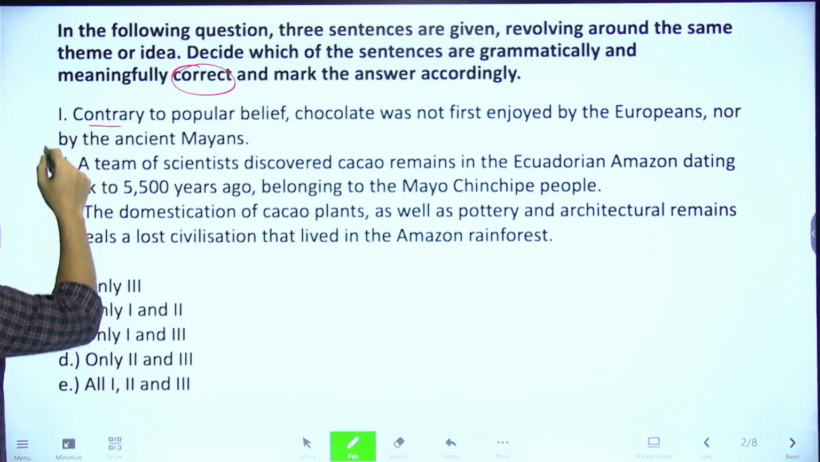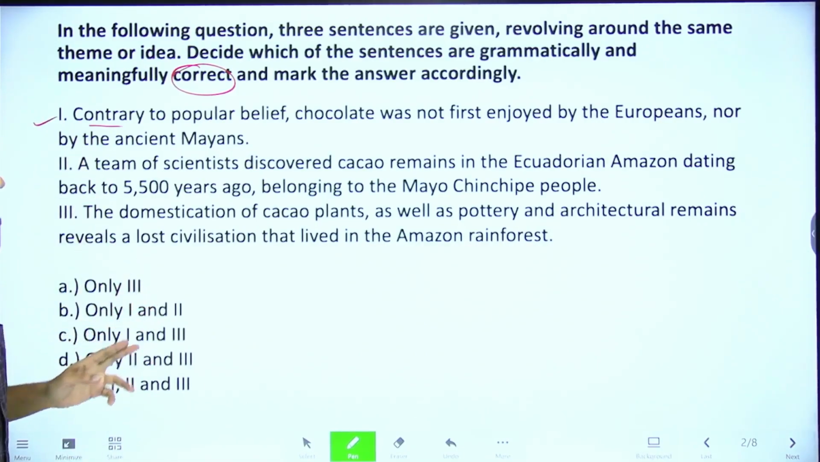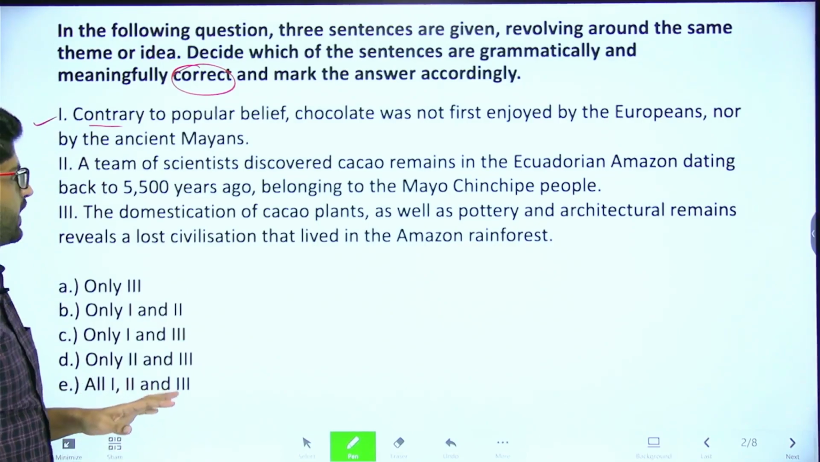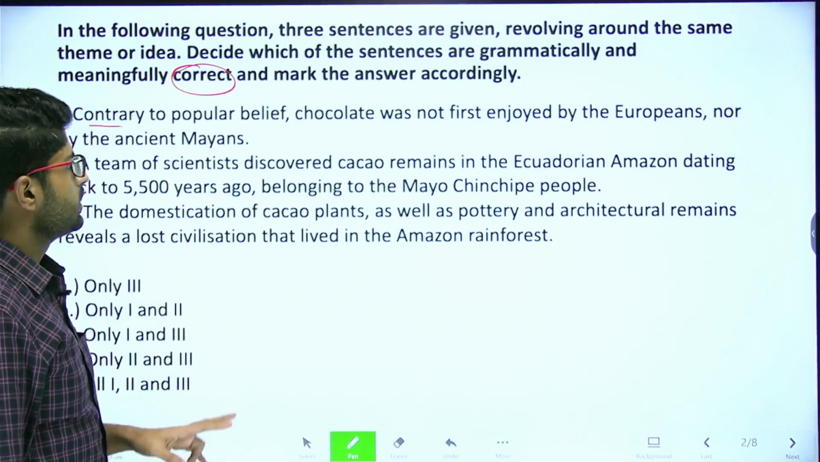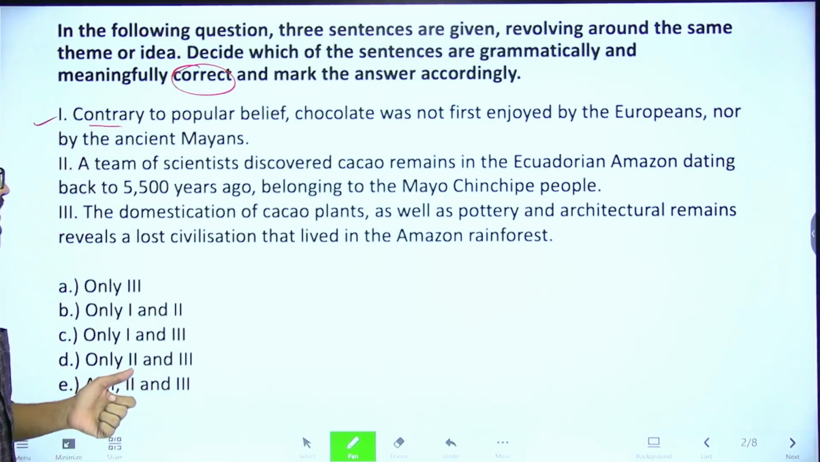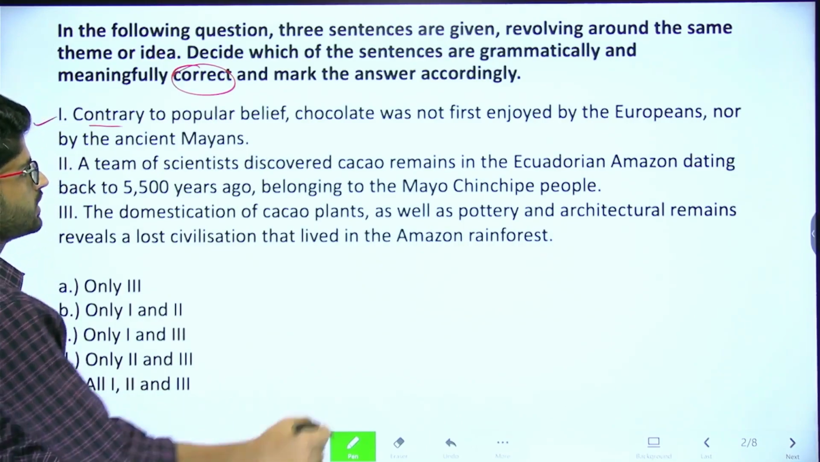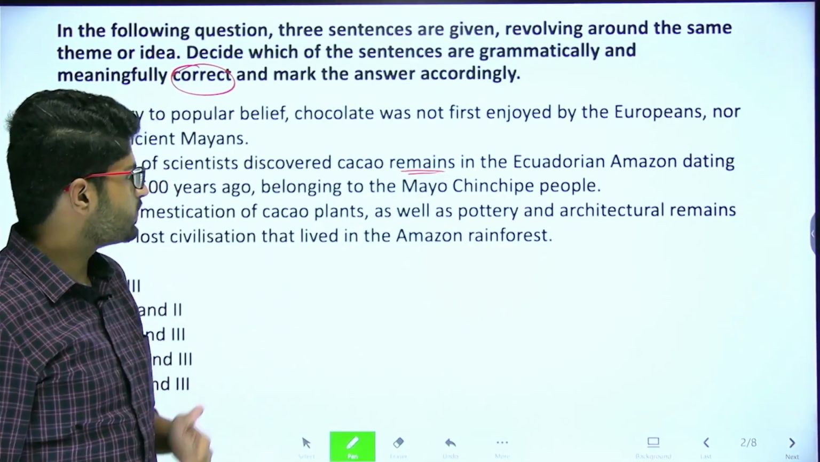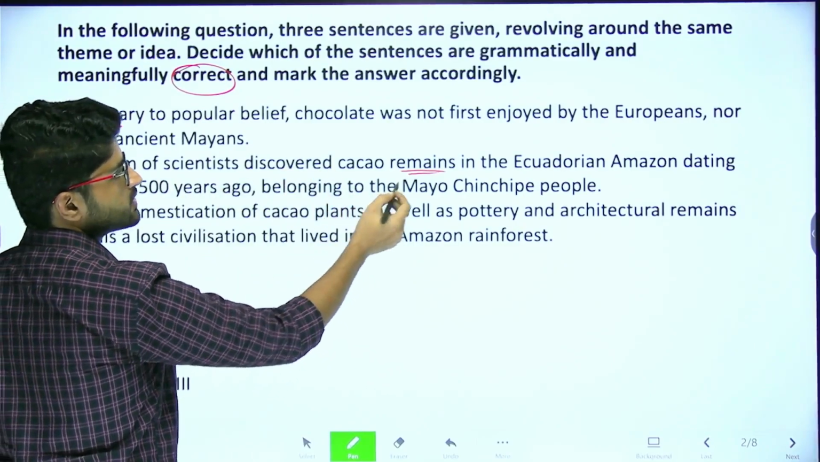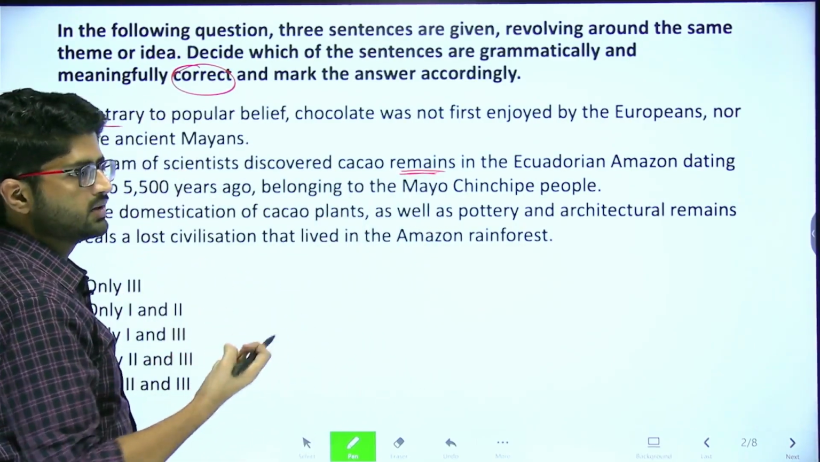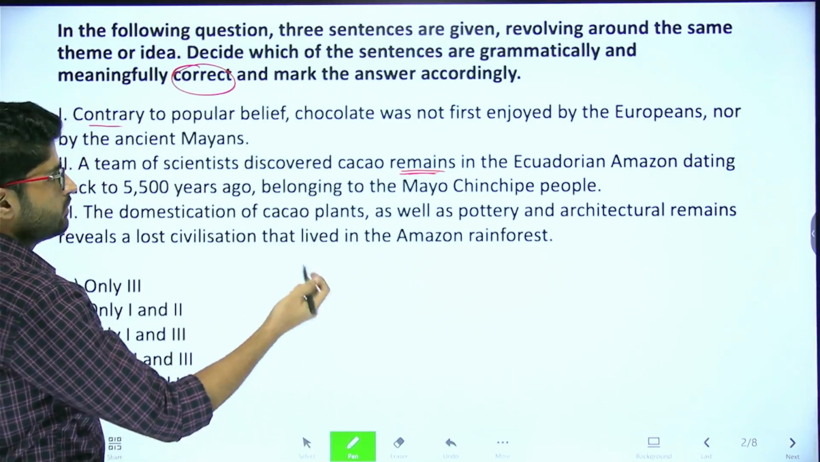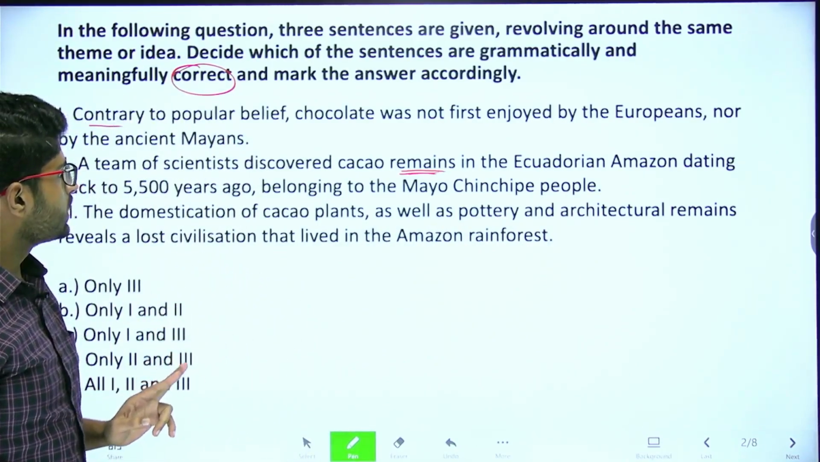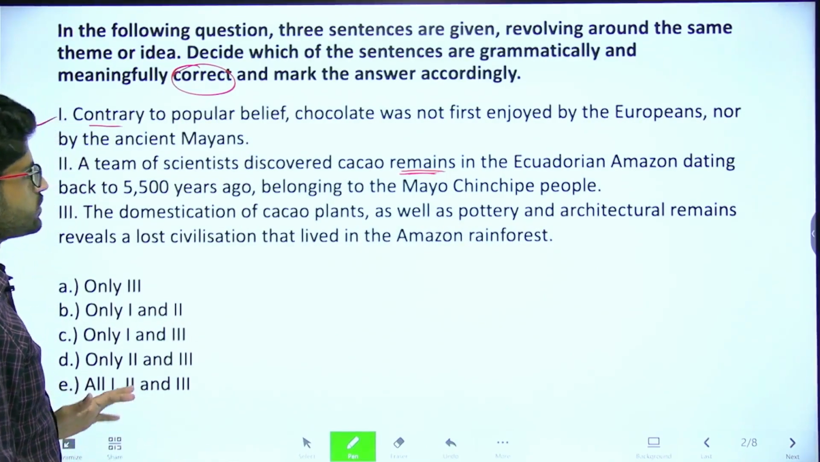The second sentence says, a team of scientists discovered cacao remains in the Ecuadorian Amazon dating back to 5500 years ago, belonging to the Mayo Chinchipe people. So a team of scientists discovered cacao remains. What does remains mean? Remains means something which is left after. कोई चीज़ जब खत्म हो जाती है उसके बाद कुछ बचता है. तो साइंटिस्ट ने क्या किया? साइंटिस्ट ने they have discovered some cacao remains. cacao चॉकलेट के beans, cacao beans होते हैं. So उसके remains मिले हैं आर्कियोलॉजिस्ट को कहाँ? In the Ecuadorian Amazon, dating back to 5500 years ago, belonging to the Mayo Chinchipe people. So this sentence is also correct.